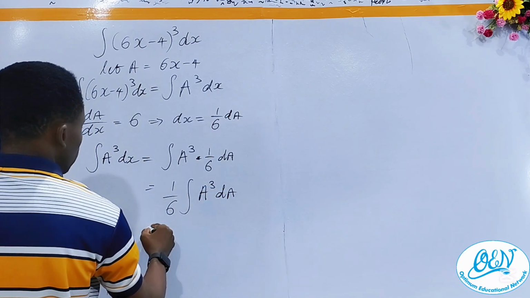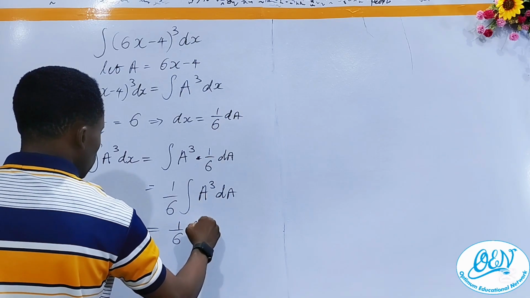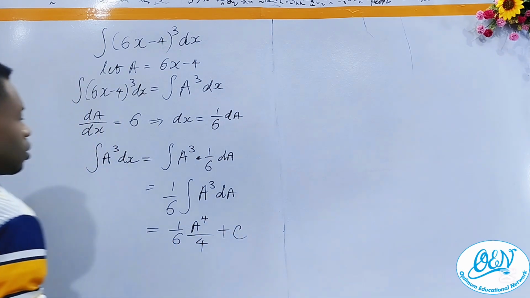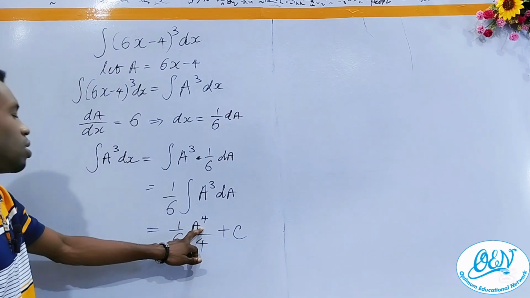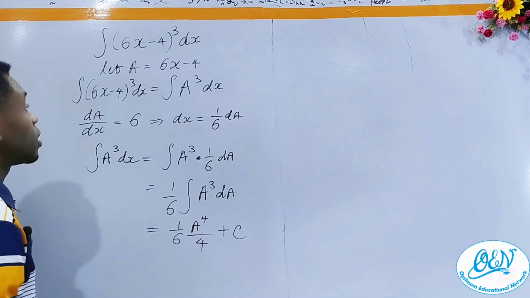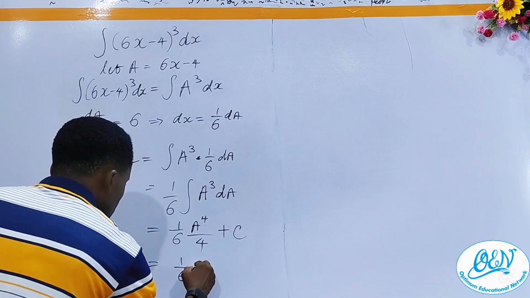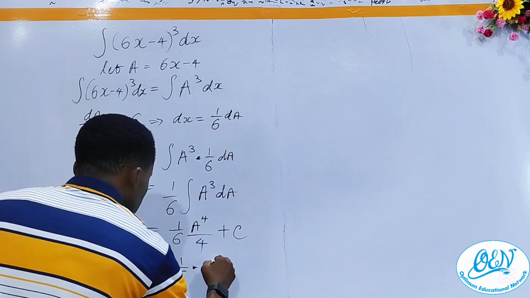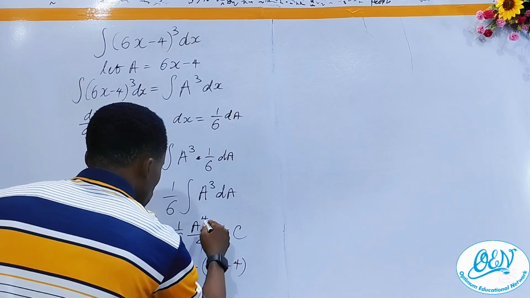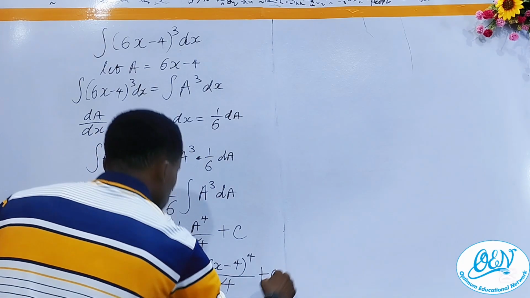Now integrating this, we will have 1 over 6 times a raised to the power 4 over 4 plus c. We have our answer. Now this a is equal to 6x minus 4. So we'll have 1 over 6 times 6x minus 4 raised to the power 4 divided by 4 plus c.